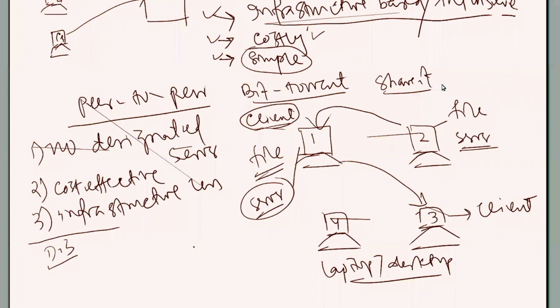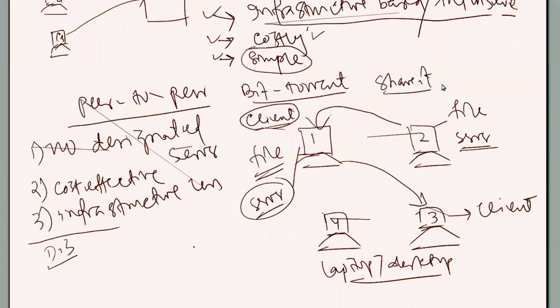So my file is present in which peer? I have to query for that. Then it may happen that the peer may be off at this point of time, because these are all client-server. So that means there is no designated server. Everybody behaves as a client and server, so anybody can be on or anybody can be off at any point of time.